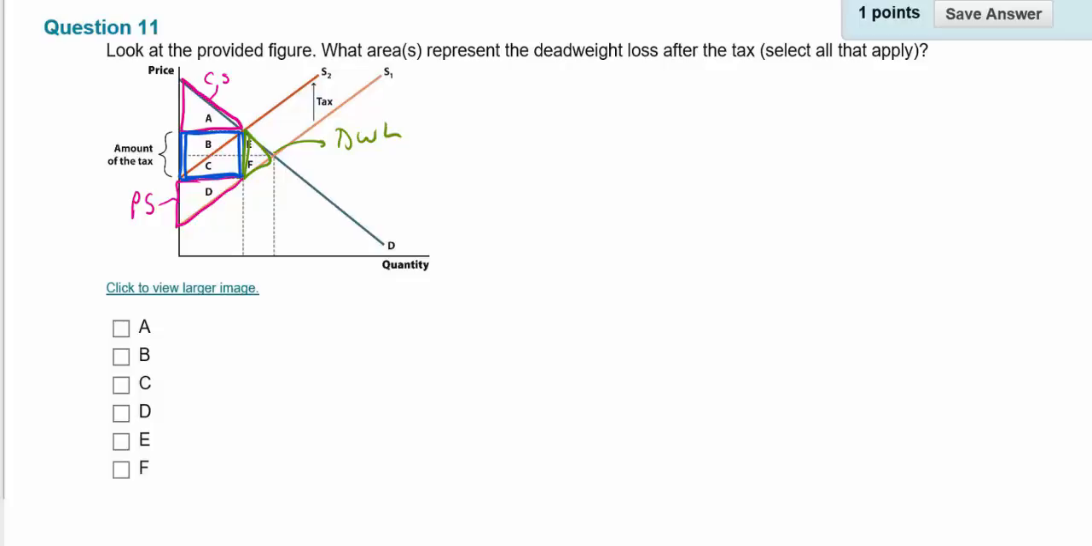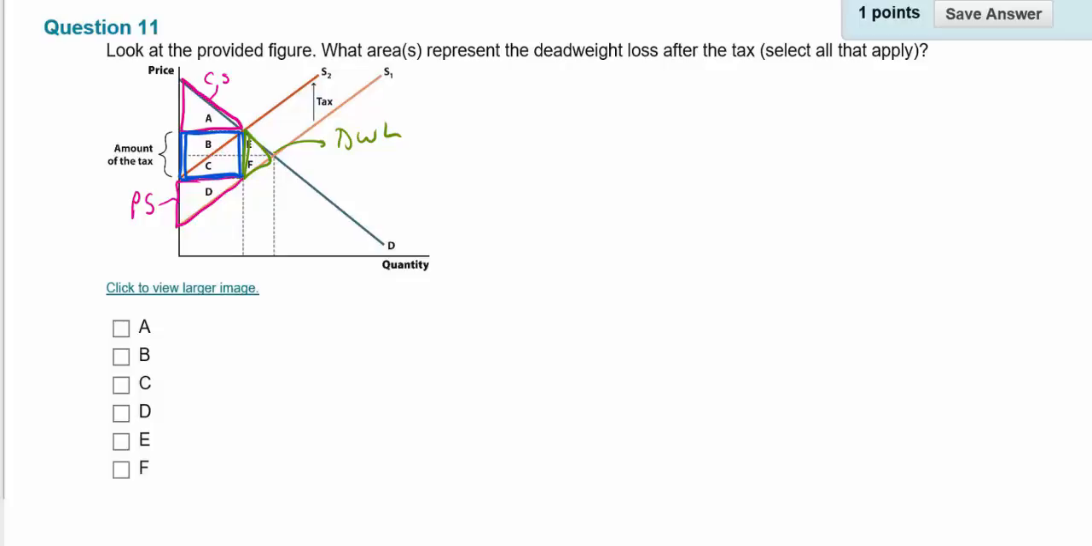Now the reason that's our deadweight loss is because prior to the tax, B and E were both part of the consumer surplus. Now they've been taken away because of the tax. C and F were part of the producer surplus. Again, those have been taken away because of the tax. Now, B and C are not lost to society because that's tax revenue that the governing entity is going to use for some social good.